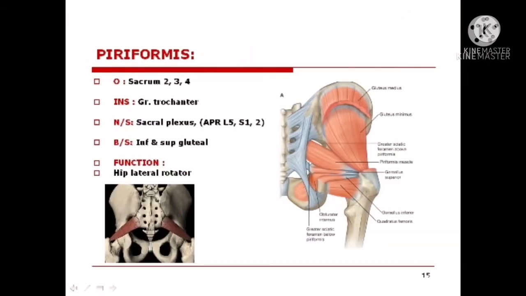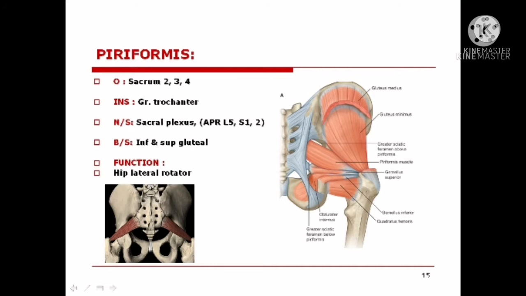The piriformis muscle arises from the second, third and fourth fused sacral vertebrae. It inserts upon the greater trochanter present at the upper end of the femur bone. Its nerve supply is from the sacral plexus, anterior primary rami of L5, S1 and S2. The blood supply is from the inferior and superior gluteal arteries. Its function is hip lateral rotation.